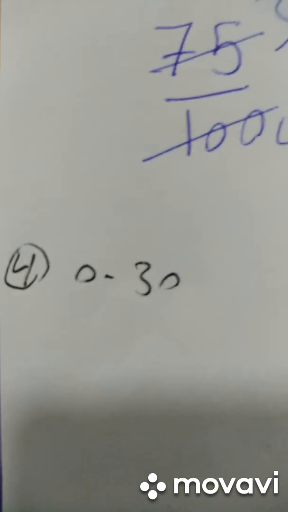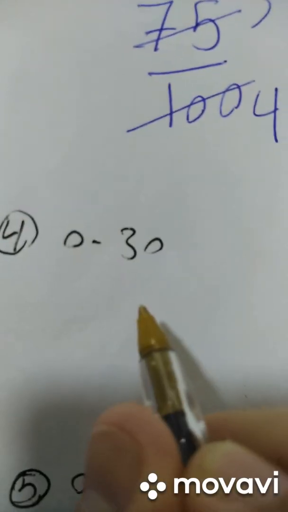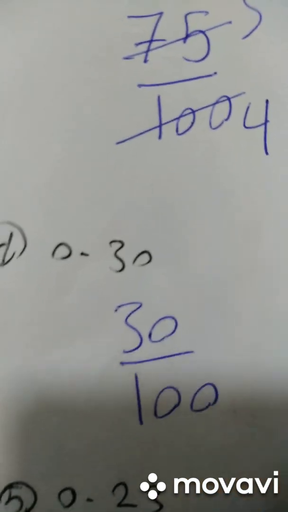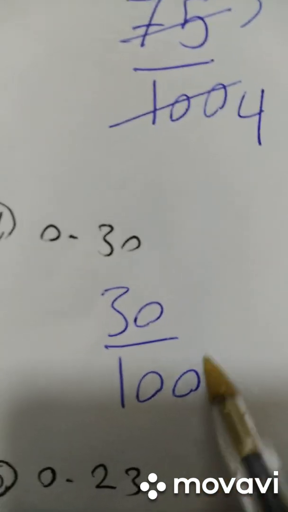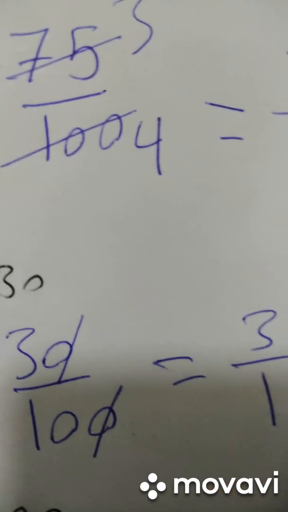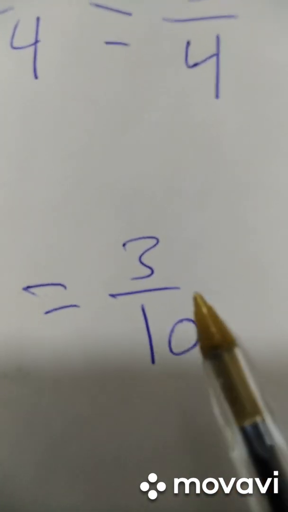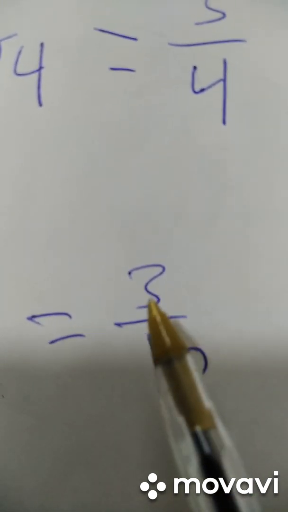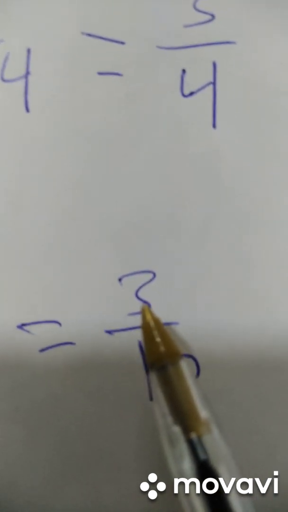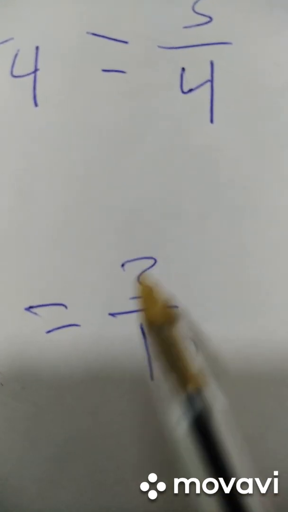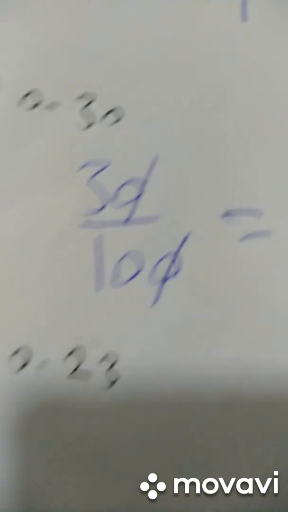Number 4, 30 hundredths. As a fraction, it will be 30 hundredths. Let's simplify. We can cancel 0 with 0. It will be 3 tenths. Is it in simplest form? Yes, it is in simplest form. Why? Because the GCF of 3 and 10 is 1. So it is in simplest form.